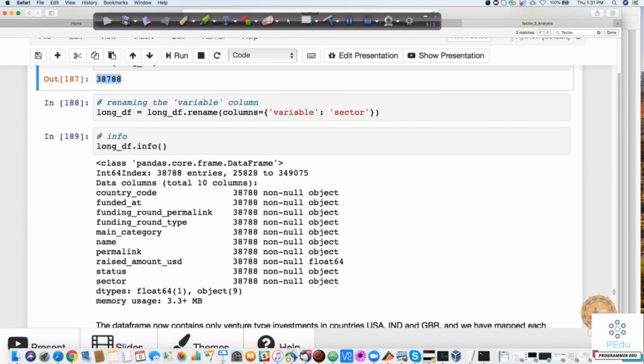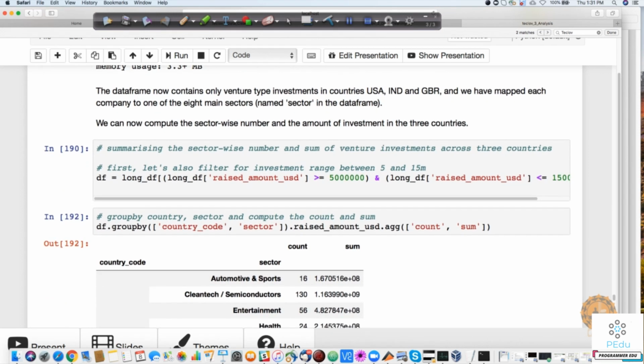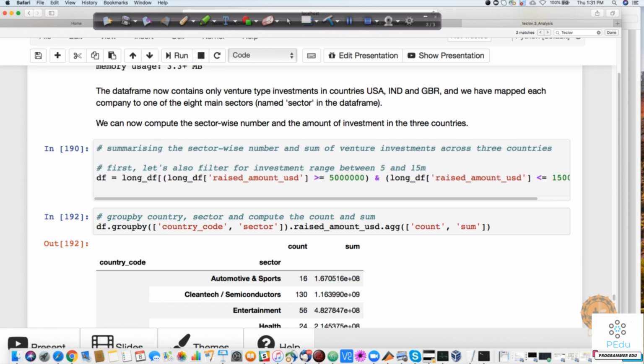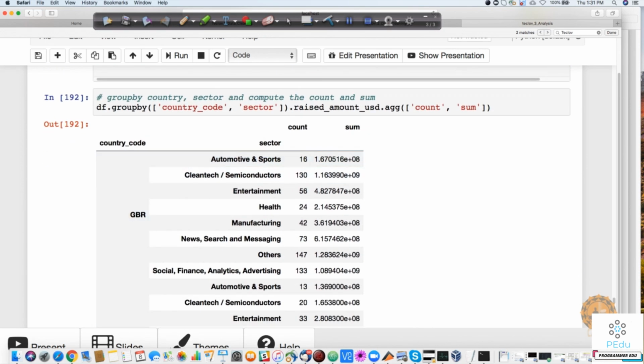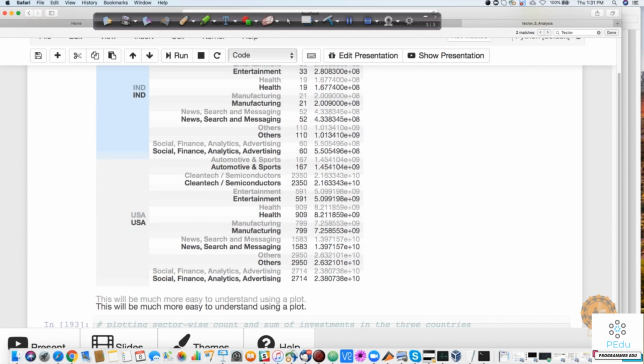Now after that, let's rename this variable column to sector because it will make more sense. And let's look at the information of all these columns. So we can see that we have a good amount of data. Now we will go with the same constraint which we have, between 5 million to 15 million. So we will filter the long data frame accordingly. Once we have done it, we will do a group by and we'll get two values. One is the total number of investments happening in a particular sector. And remember, I'm only working on these three countries, GBR, India and USA.